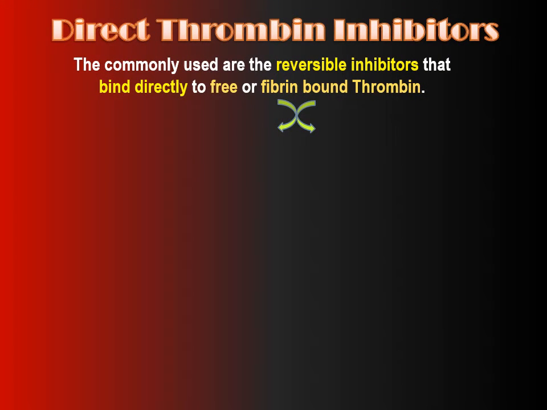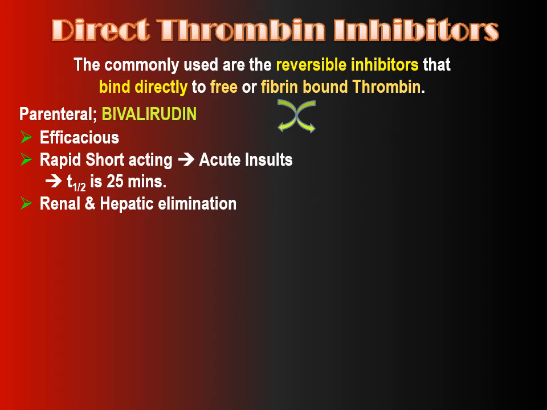Direct thrombin inhibitors. They are commonly used drugs and they are reversible inhibitors that can bind directly to both the free and fibrin-bound thrombin. The parenteral form of direct thrombin inhibitors is bivalirudin. It's a very effective drug and is rapid acting, so it's very beneficial in acute insult. The half-life is kind of short, only 25 minutes. It depends on the renal and hepatic excretion.